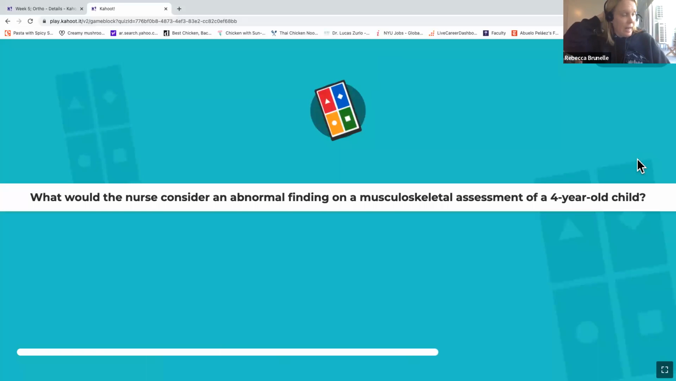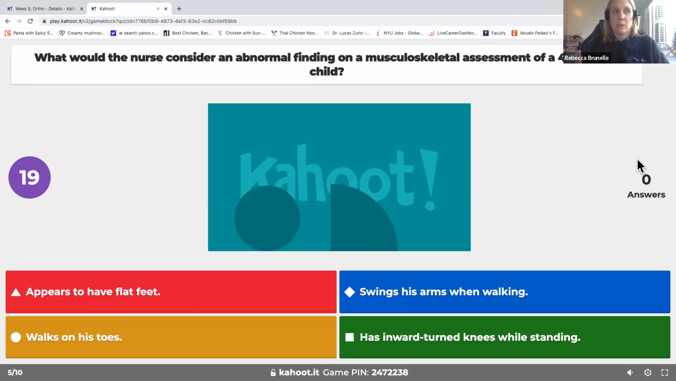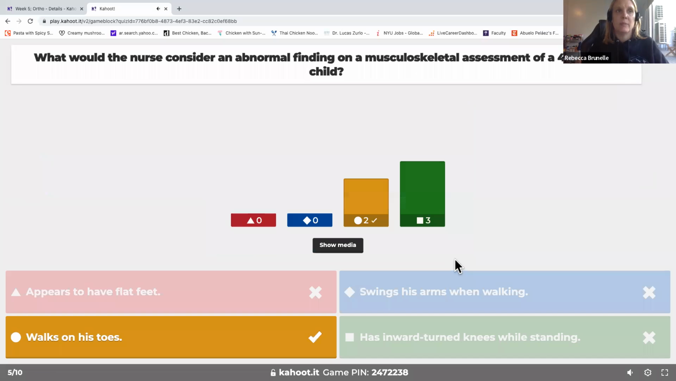What would the nurse consider an abnormal finding on a musculoskeletal assessment of a 4-year-old? Appears to have flat feet, walks on his toes, swings arms when walking, or has inward turned knees when standing. So this is the walks on his toes. We talked about this a couple of times. This is an indication of cerebral palsy. So you do need to be concerned if you see a kid age 4 that's toe walking.